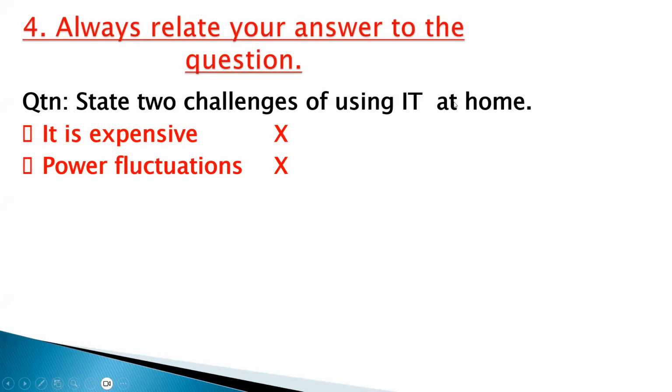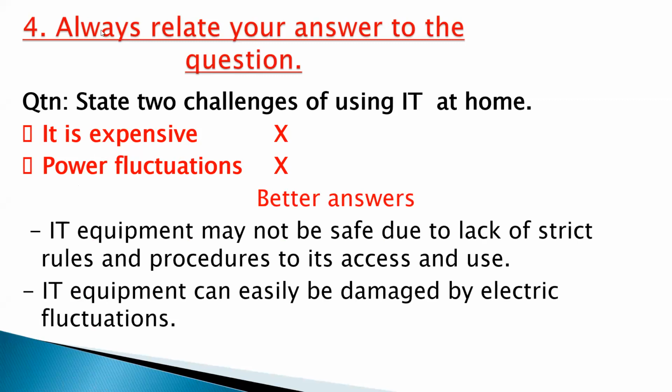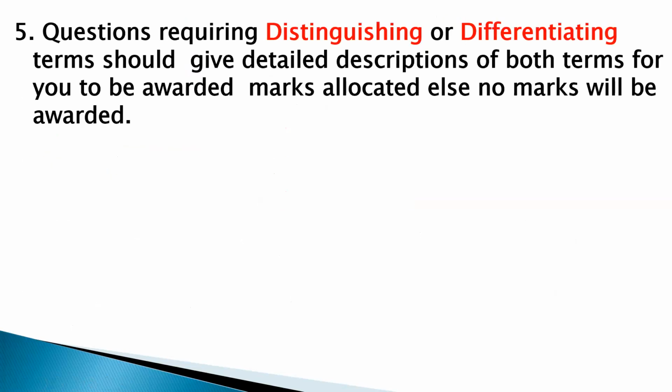If you want to mention something about load shedding, you need to bring it out that load shedding may burn IT equipment. You have to be clear and ensure that your answer, when read, the person can understand and make meaning in relation to the question. So if I was to phrase power fluctuation or load shedding, I can say IT equipment can easily be damaged by electric fluctuation or by load shedding. I'd be clear to show that load shedding may spoil the IT equipment, and that's the challenge. I have to explain that clearly.